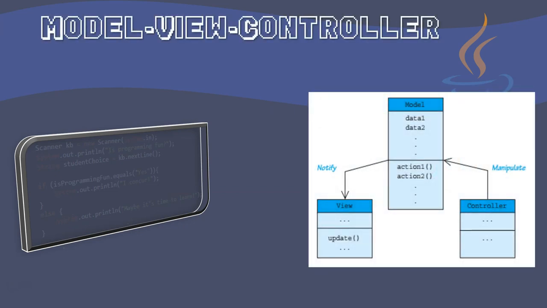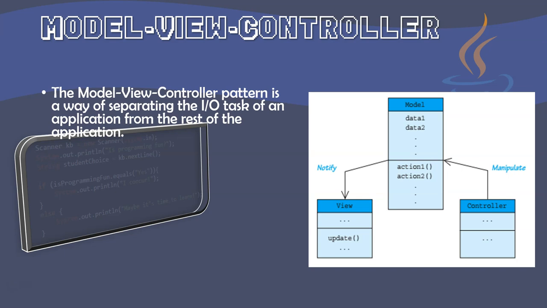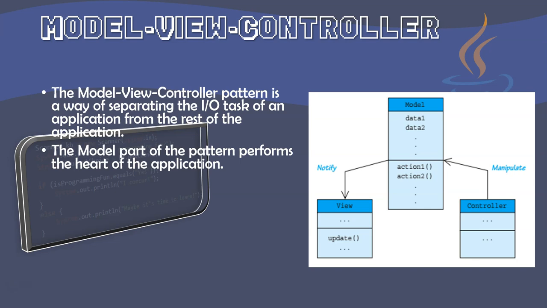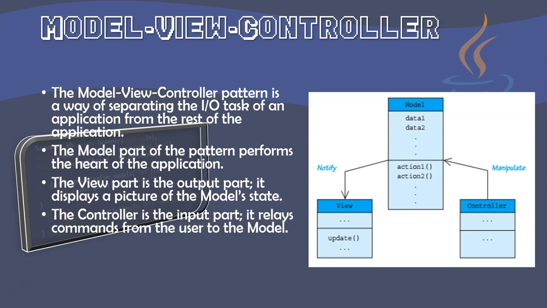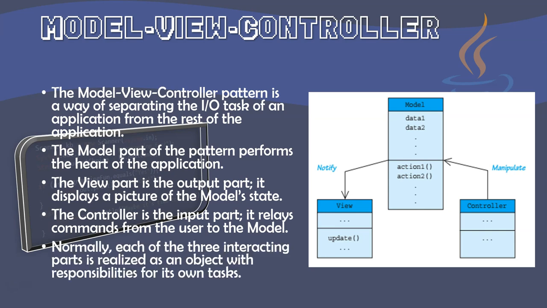So if we start looking at this model view controller that we're starting to work with here, this is a pattern that we can use that's a way of separating the input-output task of an application from the rest of that application. The model part of the pattern performs effectively the heart of the operation. The view part of it is the output part. It's giving us a picture, whether that's through text or GUI or something like that. The controller would be our input part. It relays commands from the user back to the model. Normally each of these three interacting parts is realized as its own object with responsibilities for its own task.